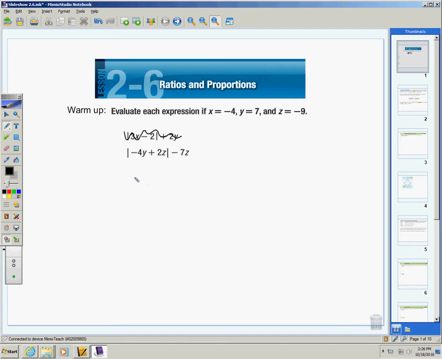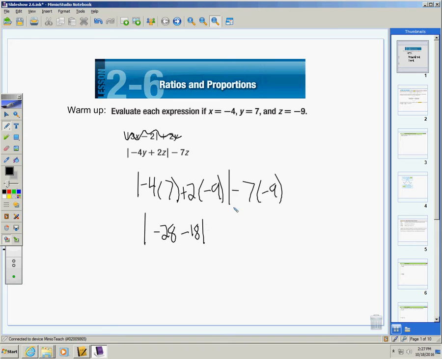So now that you've tried it, the way you would do it is you'd plug in y. So I'd plug in 7 here for y, plus 2 times negative 9, because that's what z is, minus 7 times negative 9. And then I'm going to start with what's inside the absolute value bars. Negative 4 times 7 is negative 28. 2 times negative 9 is negative 18.